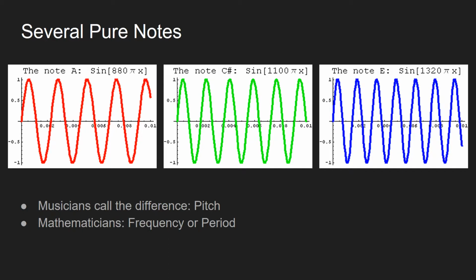So here are the sine graphs of some different musical notes. And what we notice is the difference between notes are the frequency or period in math terms, and musicians refer to this difference as the pitch. As you can see, the note A represents a sine of 880 hertz, and the sine of 1100 hertz represents C sharp, and the sine of 1320 represents E.